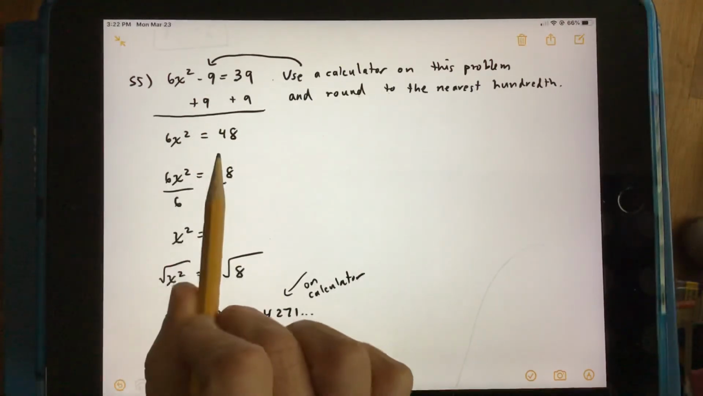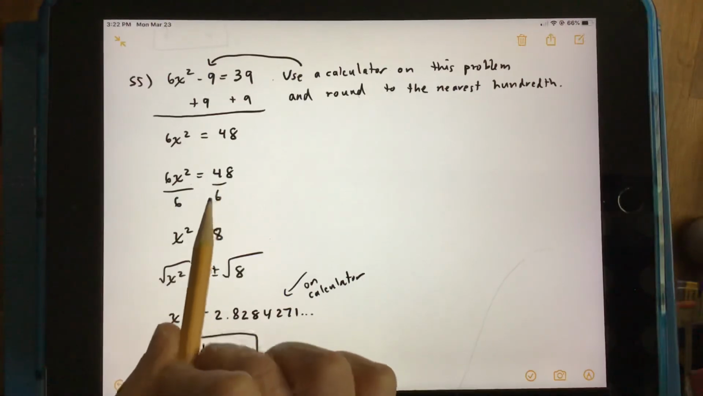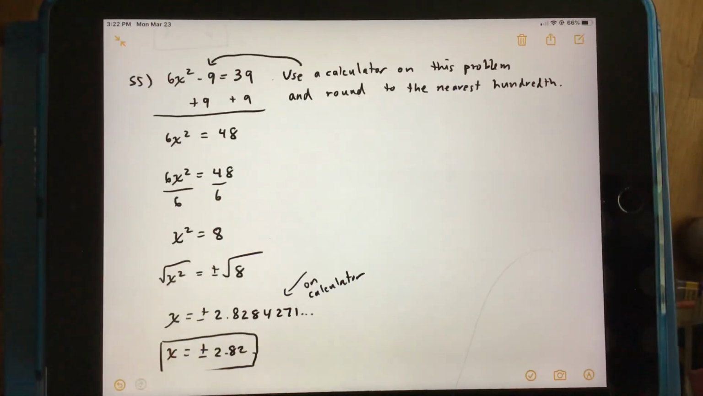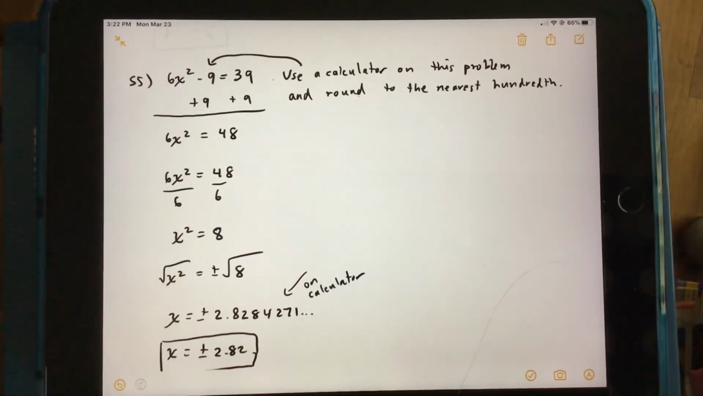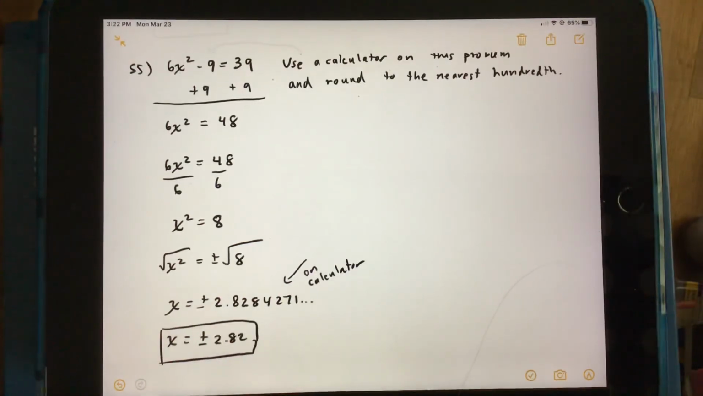That'll give us 6x squared equals 48. Then divide both sides by 6, and that's going to give us x squared is equal to 8, because 48 divided by 6 is 8. Then we want to undo that square, so we're going to take the square root of both sides, and that's going to give us positive or negative root 8.